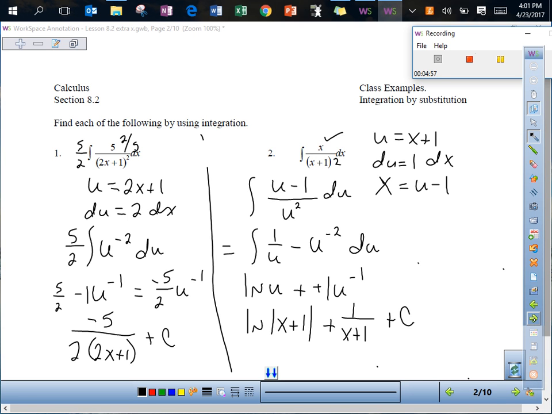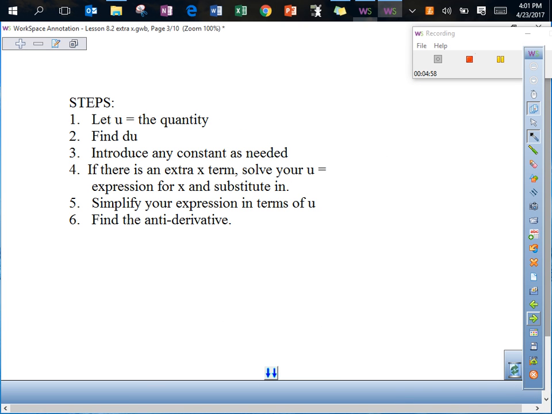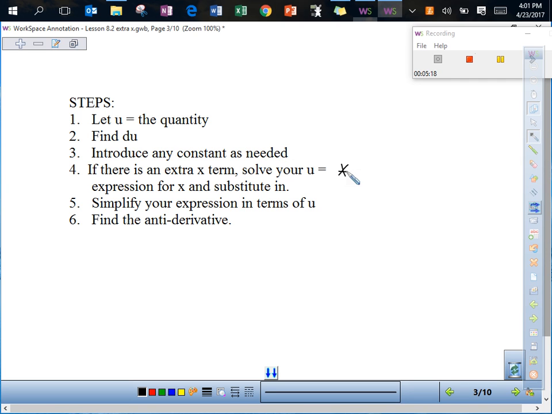What I've done here, guys, on the next slide is I just listed the steps for you. We'll practice them 6 more times before we're done with the video, so you'll catch them. But once again, let u equal your quantity, find your derivative, introduce any constant as needed. We've been doing that. Here's the new part of the day. If there's an extra x term, solve your u expression for x and substitute it in, and then simplify it.